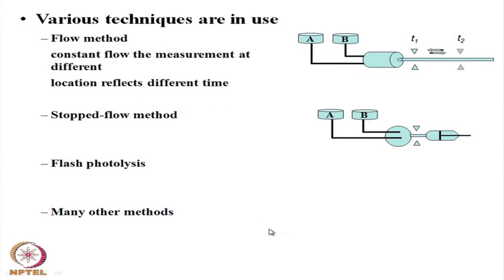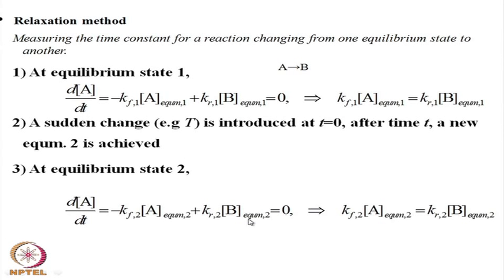This method relies on how fast you can perturb. So this is another useful method, the relaxation method, like the other methods I talked about. It is also a very useful method, but it relies on how fast you can perturb your system. If you perturb your system very slowly, then the system will also try to relax slowly, and so in that case it will not be very useful to follow your fast kinetics. So to follow a fast process, you have to perturb very fast.